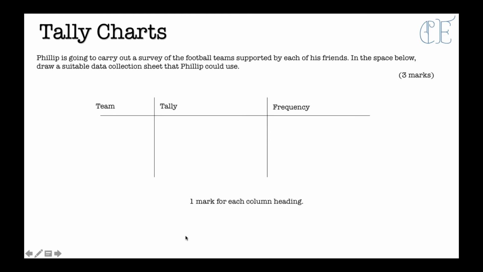You get 3 marks, 1 mark for each column heading. So team, tally, frequency. That's it. You don't actually have to go and find any data. You're just drawing out a collection sheet.